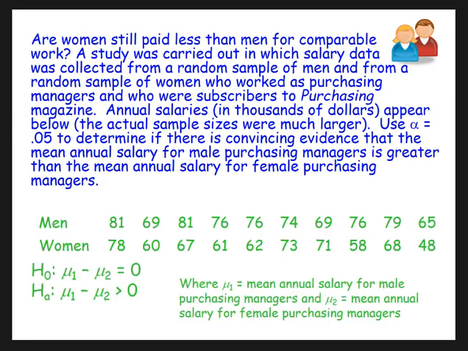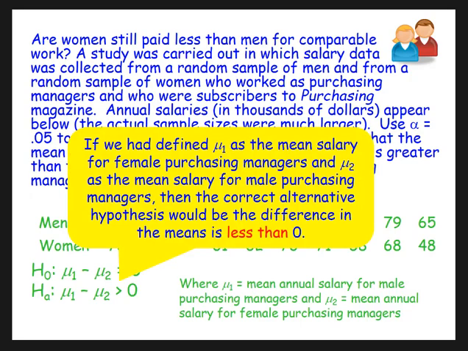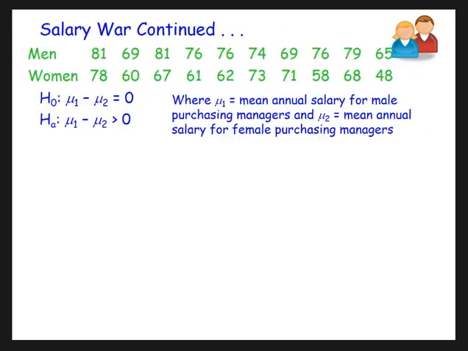So our hypotheses. The null hypothesis is the difference equals 0. The alternative is we are claiming that men make more than women. So mu1 minus mu2 is greater than 0. mu1 is the mean of the male purchasing managers. If we had defined it as the female purchasing managers, then we would have to switch this around. So mu2 is the female. Again, if we had defined those to be the male, that would totally change the way we did this.